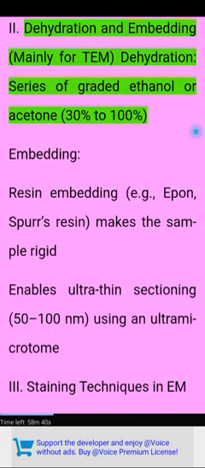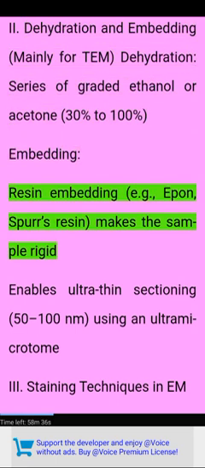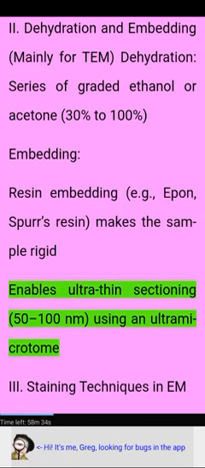Dehydration and embedding. Mainly for TEM, dehydration uses a series of graded ethanol or acetone, 30% to 100%. Embedding: resin embedding, for example Epon or Spurr's resin, makes the sample rigid. This enables ultra-thin sectioning, 50-100 nanometers, using an ultramicrotome.